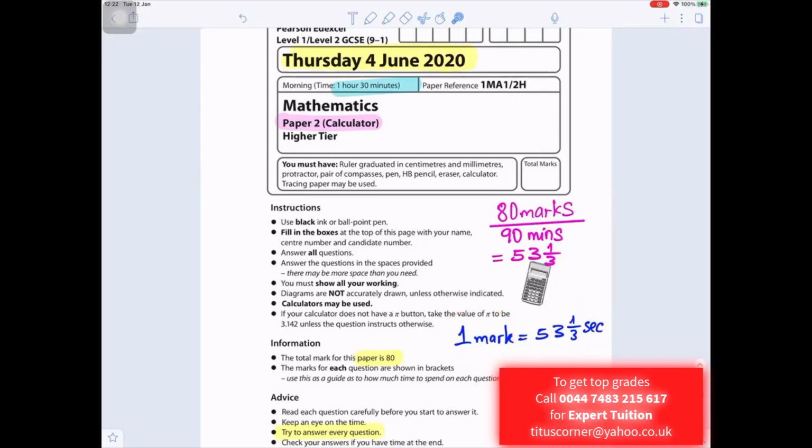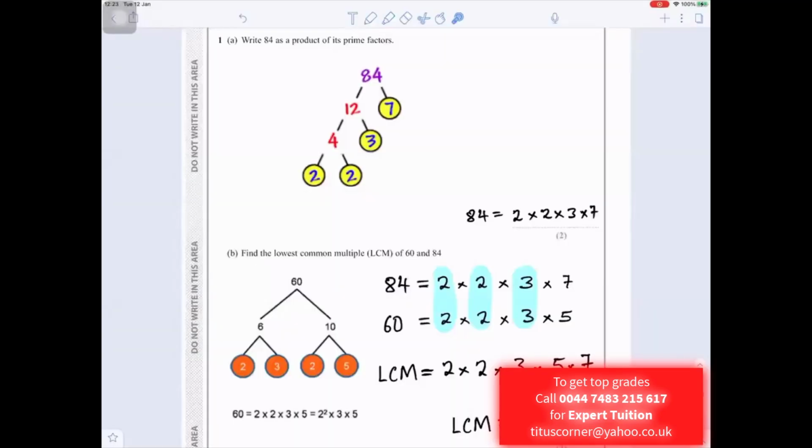So if a question is 1 mark, try to spend not more than 1 minute on it. That gives you a rough idea how long you take on each question. You must show all your working. Very, very important. And you're allowed to use your calculators. Don't forget that.